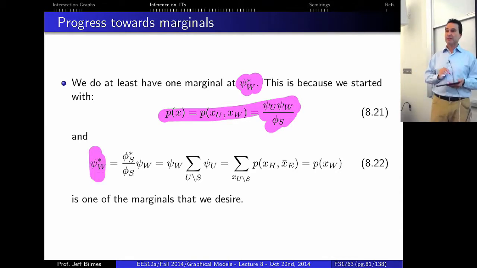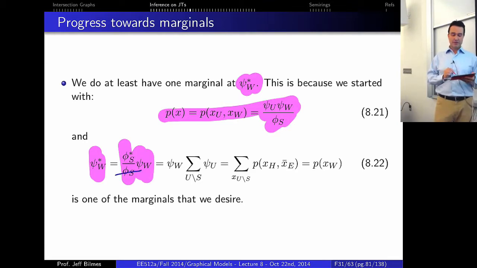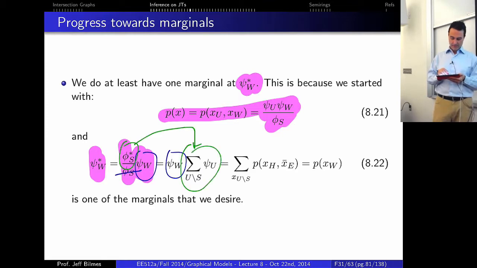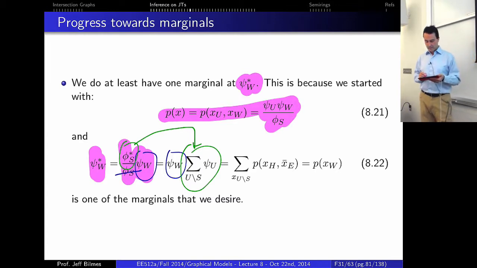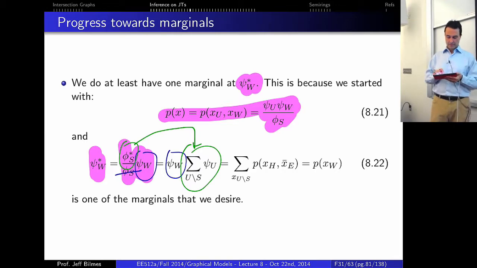And so let's look at what this new potential function at w is. So here's its definition. Phi sub s is just 1, so we don't have to worry about it. Let's pull out this, and we're left with the definition of phi sub s star, which is this part over here. Now, why is this next equality true?